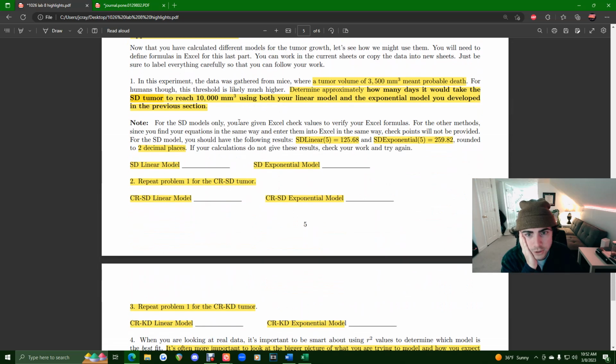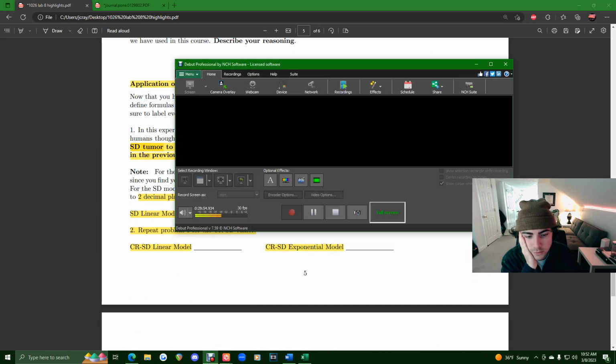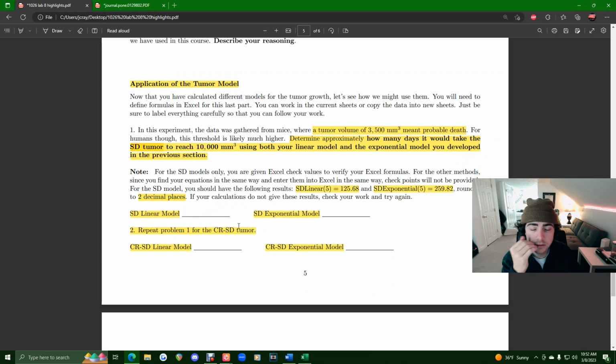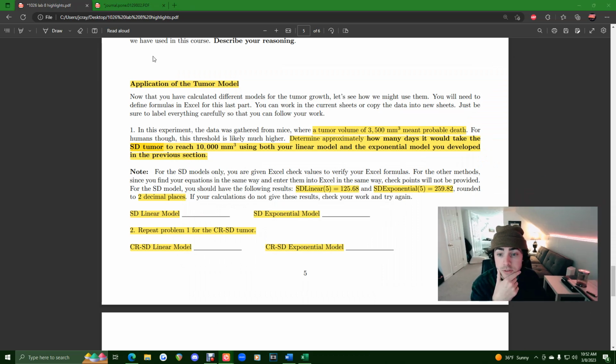We're almost done here. Application of tumor model. How are we doing on time? 29 minutes. I thought it was going to go like an hour. We'll see. Still time left.